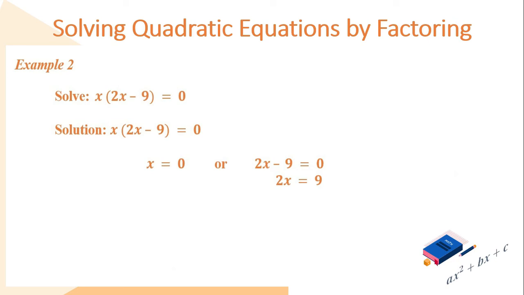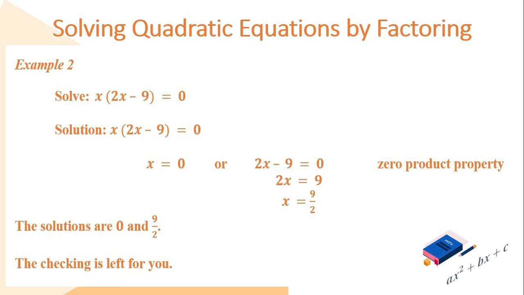For the second factor, which is 2x minus 9, we have to transpose negative 9 to the right side and it becomes positive 9. We divide both sides by 2, and so we will obtain the value of x equals 9 over 2 by applying the zero product property. So the solutions of this quadratic equation are 0 and 9 over 2.